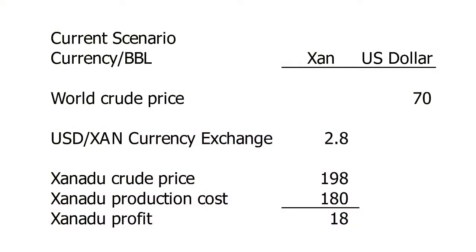In this example, the US dollar price is $70 per barrel, and the exchange rate, US dollar to the Zan, is 2.8. So $70 times 2.8, Xanadu's realized crude price in their local currency is 198 Zans per barrel. Their production cost is 180 Zans per barrel, leaving them with a profit of 18 Zans per barrel. Now this profit's an important number. It's on a risk-adjusted basis. It's always going to equilibrate to some level of profitability.